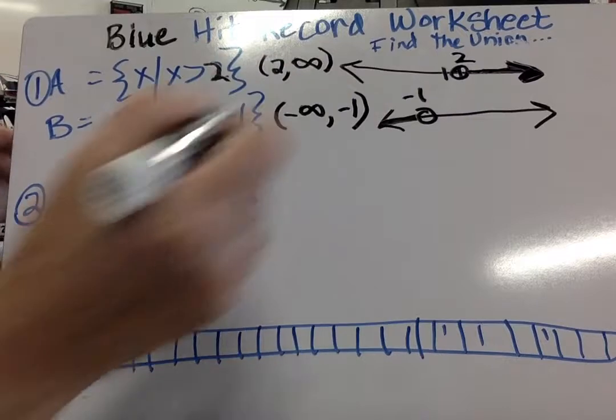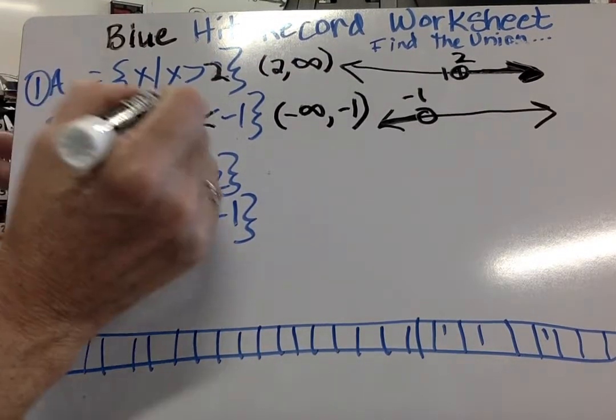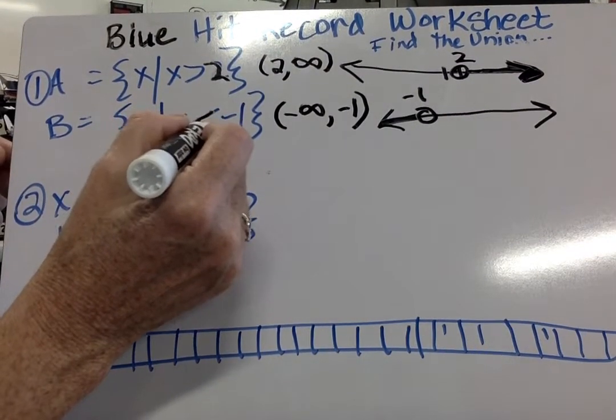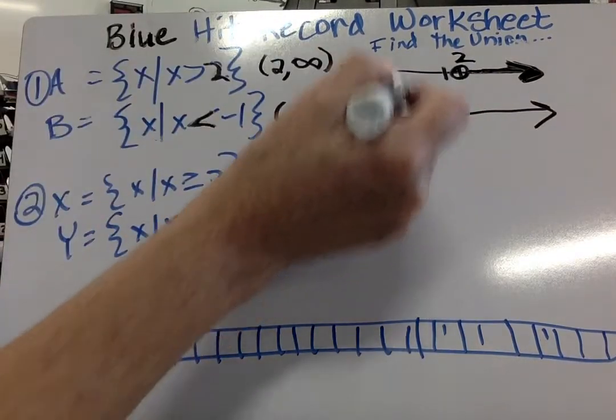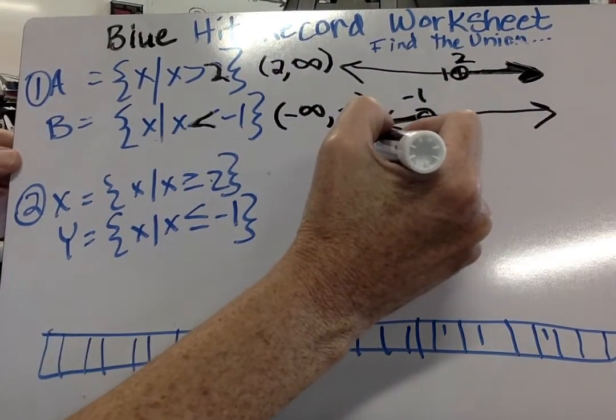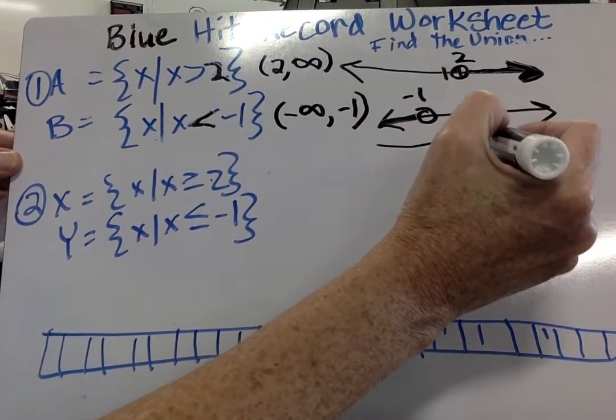And it does not include -1 because it's less than. It's not or equal to, because if it were, that means more ink there and more ink here. So then I put them together. So when I put them together, it's going to look like this.